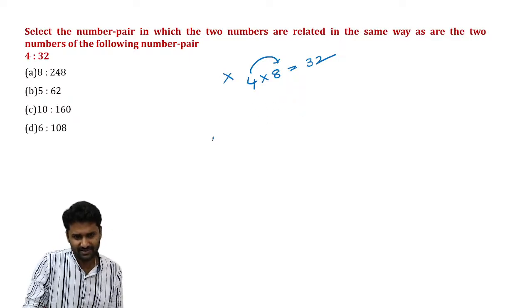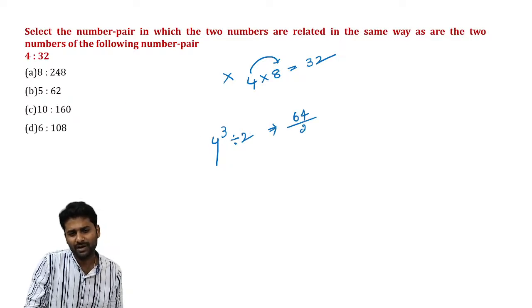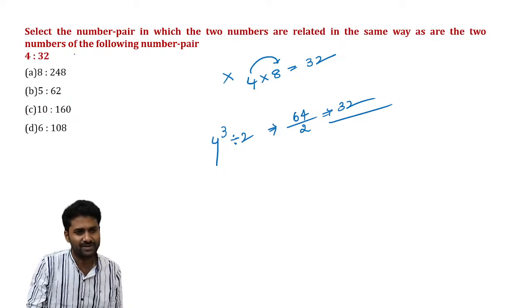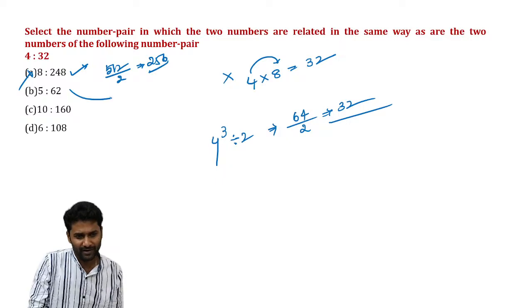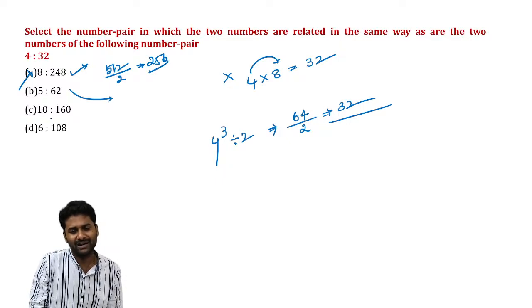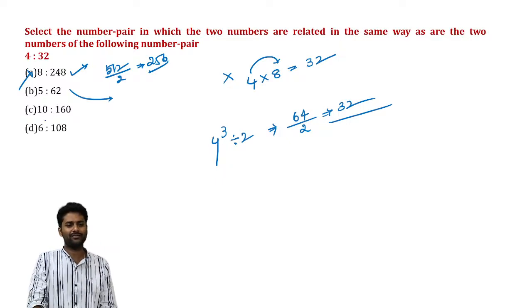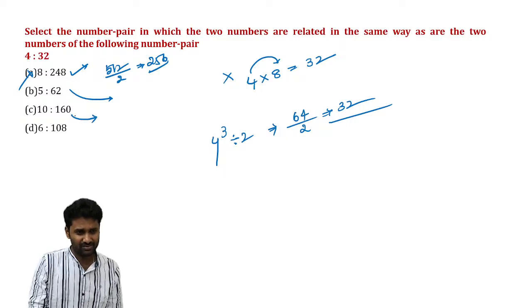Let's think in another way. Sir, 4 cube is divided by 2. See here the number 4 cube. 4 cube is 64 divided by 2 is equal to 32. Let's verify this condition. So here 8 cube. 8 cube is 512 divided by 2 is equal to 256. It's not. Now 5 cube is 125 divided by 2, you will get 62.5. Now 10 cube is 1000, it is also not.